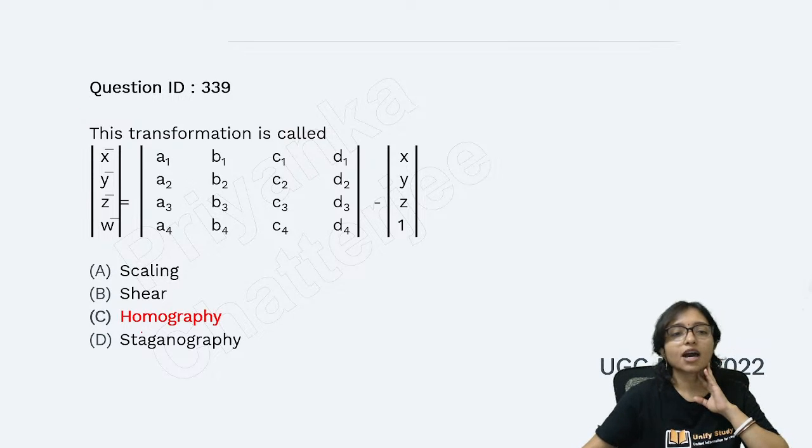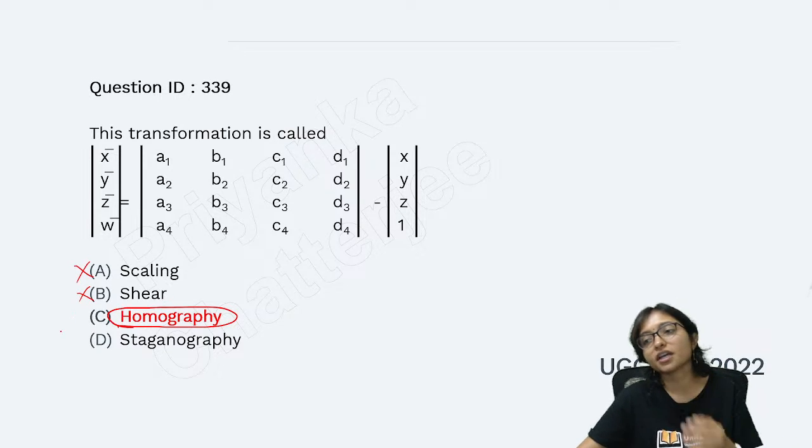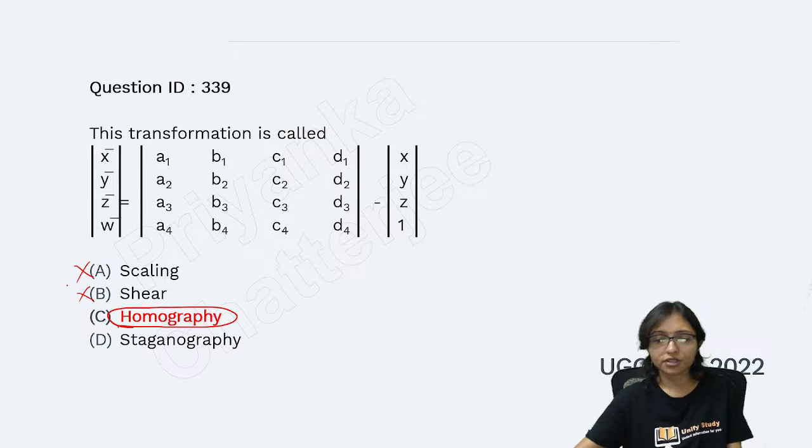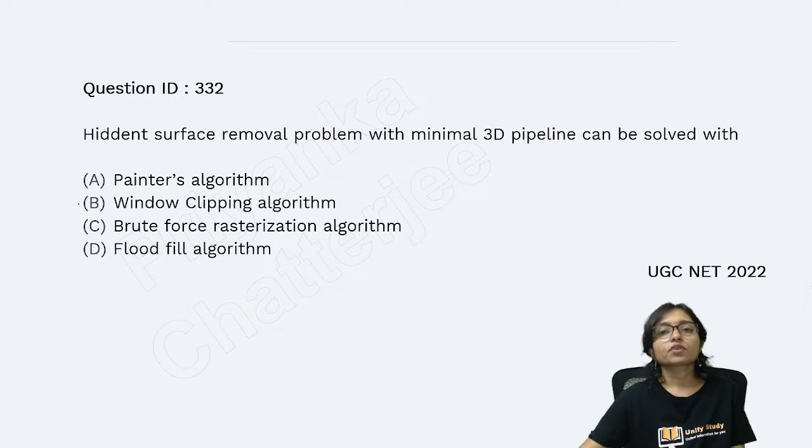Yes, this is homography. This transformation's name is homography. This is not scaling, this is not shear, this is homography. Next one. Tell me what will be the answer for this one.